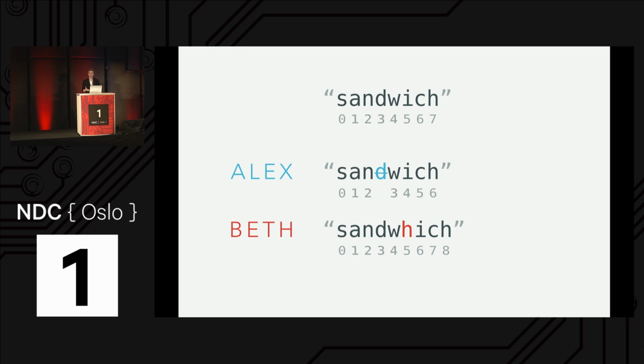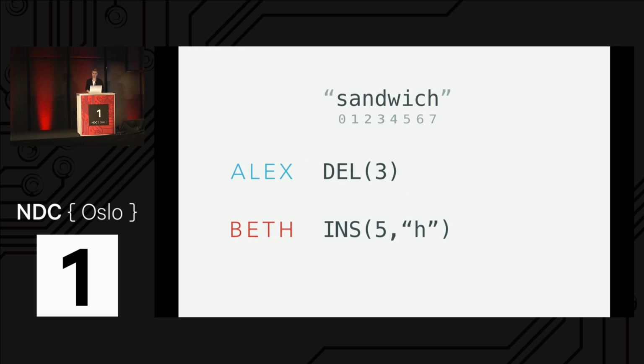Well, we could immediately revisit the concepts that we just saw in ordered sets. Maybe instead of relaying the final state, the final copy of the document, we could just relay those changes. So here's one way we might describe those changes. We might say that Alex deleted the letter D, which was at index 3. And then we might say that Beth inserted the letter H at index 5. So we could try that strategy before, where all we do is combine these changes and run them one after another in no particular order.